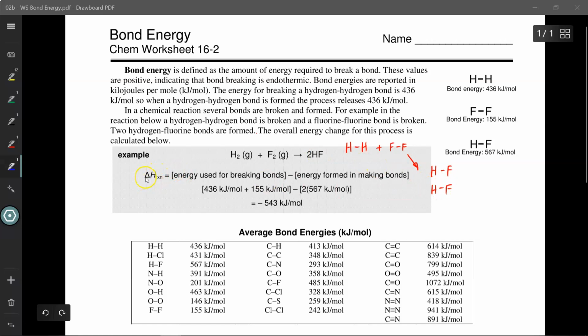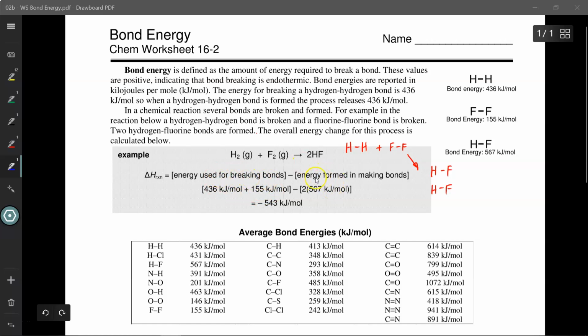Using this equation, the change in energy is the energy used for breaking the bonds, subtract the energy formed in making the bonds. We can then substitute those values from our average bond energies chart. This chart will always be given to you on a test, so there's no need to memorize it. So, to break an HH bond, it requires 436 kilojoules per mole. So there that is. To break an FF bond, it requires 155 kilojoules per mole. That's where that number comes from. Add that all up, and that's the energy required to break all the bonds we need to break.